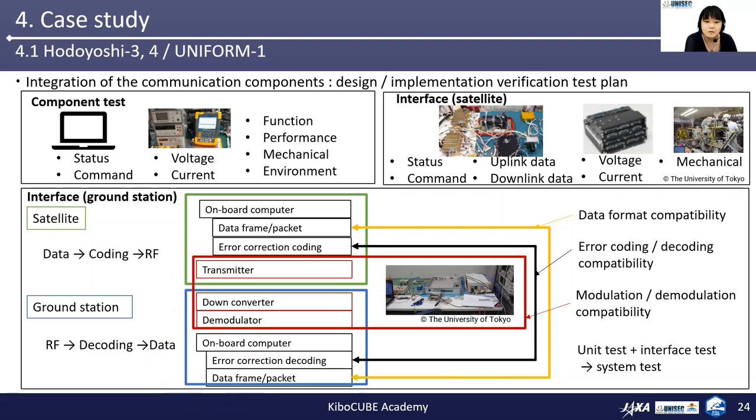To perform the step-by-step confirmation, the test tasks are divided into the data layer and radio wave layer. The data format is verified by using the onboard software function and the ground station function, by connecting these functions directly. Then the error coding or decoding part is also verified by connecting the related onboard coding or ground decoding function directly, using pseudo random input data.